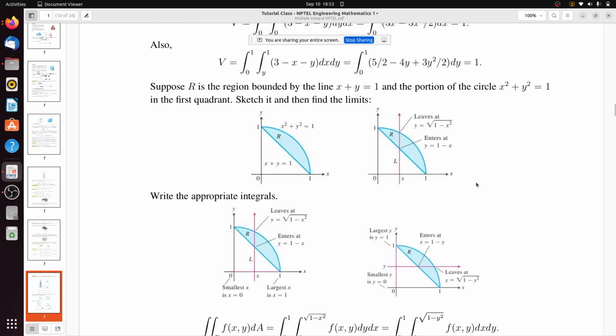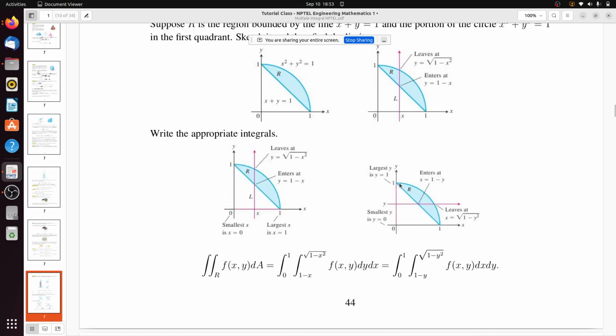These are some schematic expressions for how you determine this type of sectorial area.